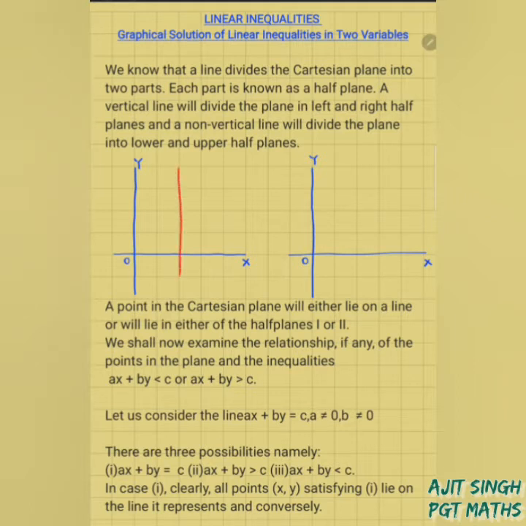You can see this is a vertical line. The left side is the left half plane and the right side is the right half plane. And a non-vertical line, the line which is non-vertical like this, will divide the plane into lower and upper half planes. This is the upper half plane and this side is the lower half plane.